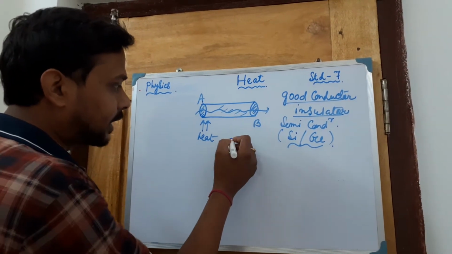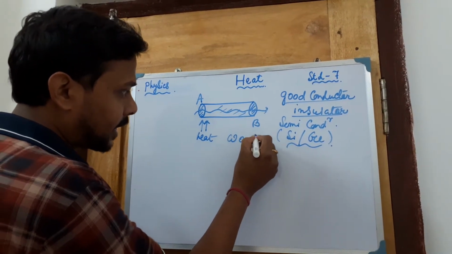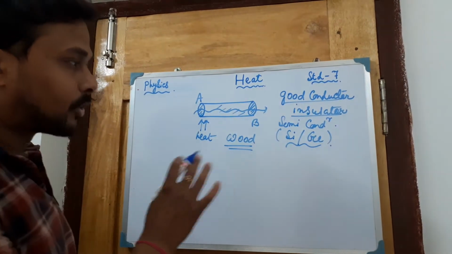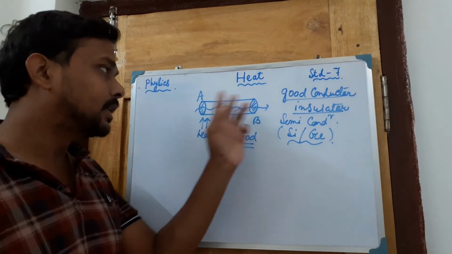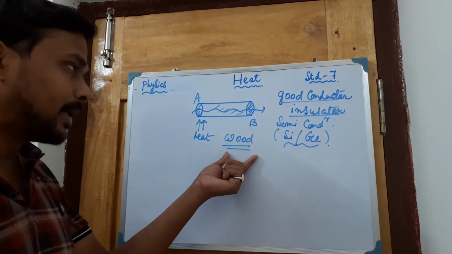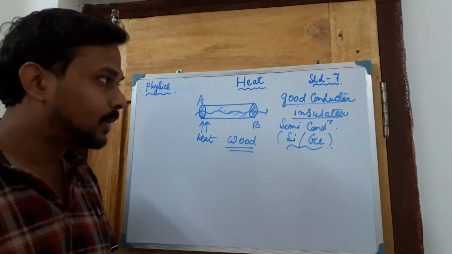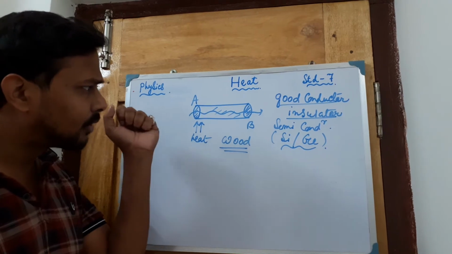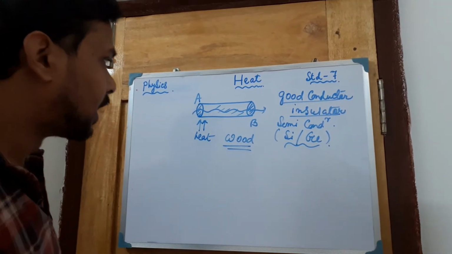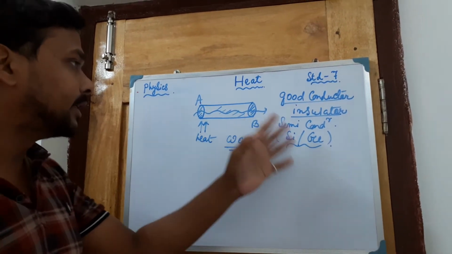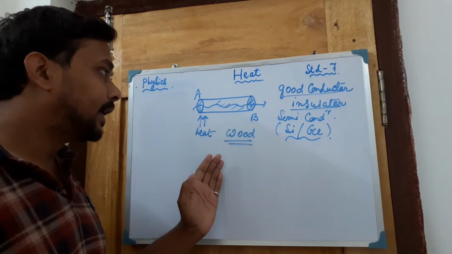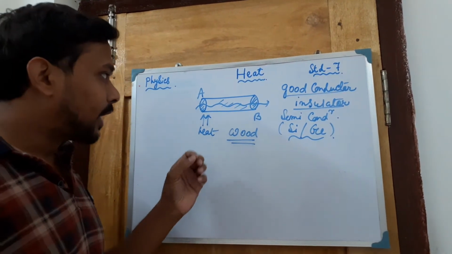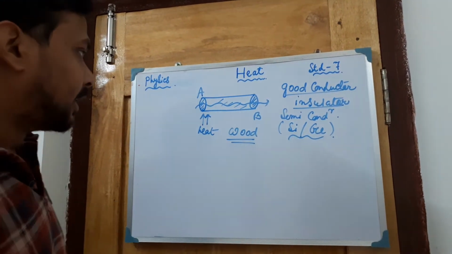But if this is made of wood, then you won't be able to see this process, because heat is not flowing through the wood. It is a bad conductor or insulator, simply you can tell that. So these are the processes. Now there are a few experiments on why heat is flowing and how heat is flowing. You will read all these things in class 9 standard, and I will tell you these in class 9 standard.